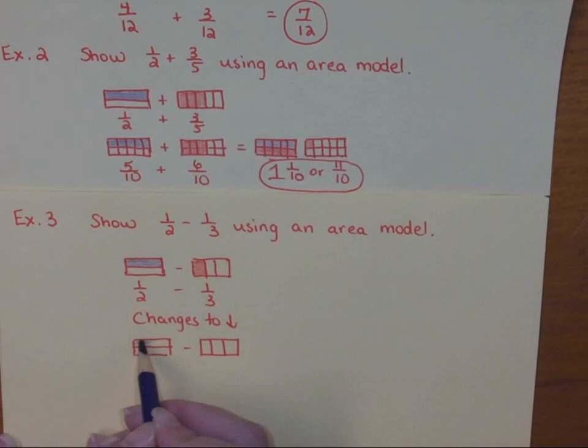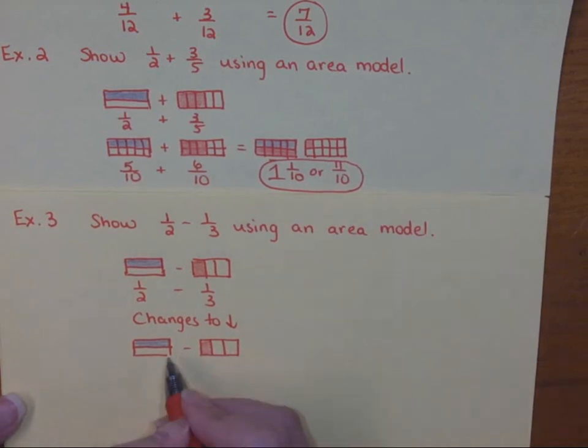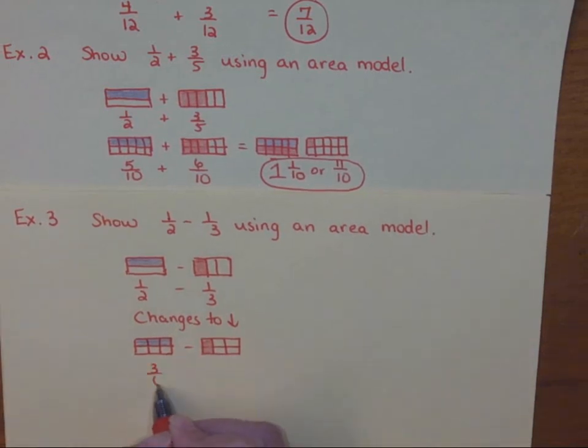and again we start off with the pictures being the same as originally drawn. But then one more time we're going to overlap the pieces just like we did with the addition model. So now notice we have 3/6 minus 2/6.